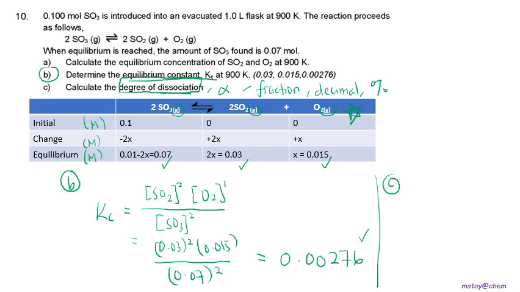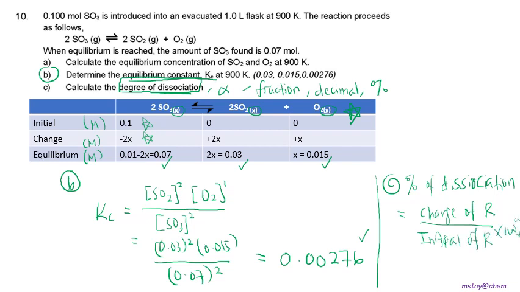So that means we are going to refer to the change and then compare it to the initial. So let's say I want to calculate the percentage of dissociation, so then it will be equal to the change of reactant over the initial concentration of reactant multiplied by 100%. So the change of concentration of reactant SO3 is 2x. And just now we know that x is 0.015, so 2x is 0.03, while the initial concentration of the SO3 in this case is 0.1. Then we multiply by 100%, so it will equal 30%.